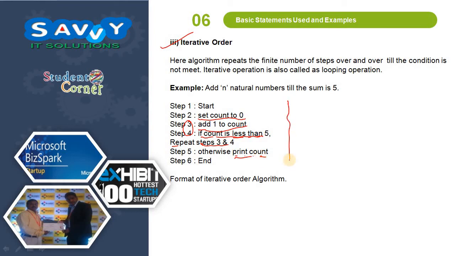The second way is: for variable name equal to starting value to ending value, we need to write the statements and repeat them. This is the other way of representation.